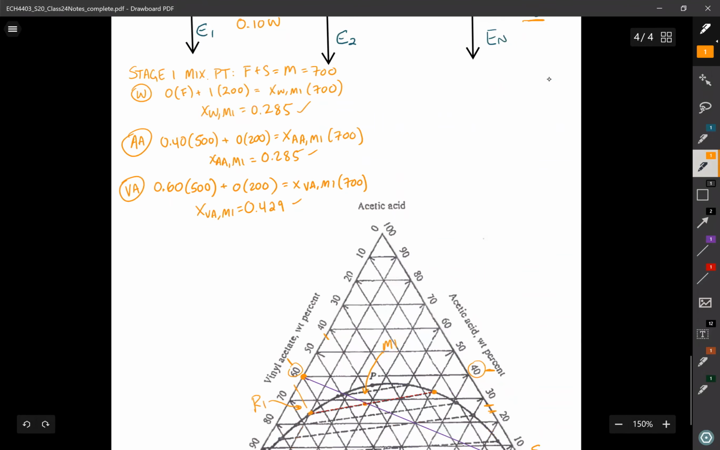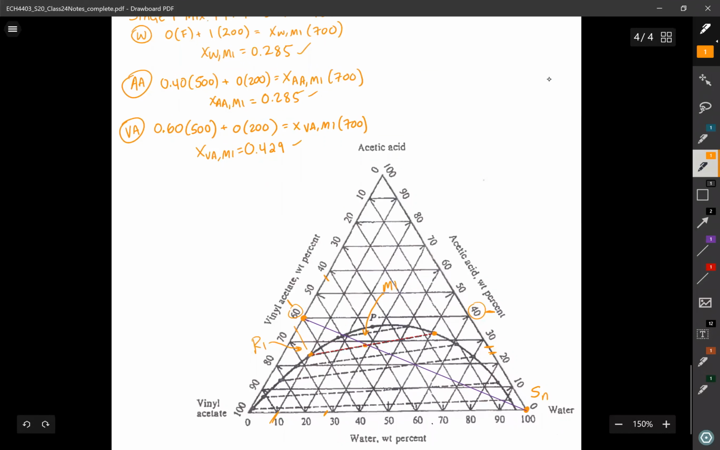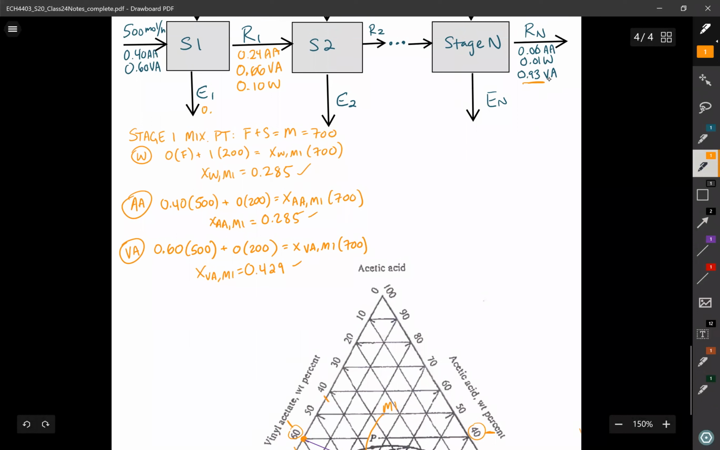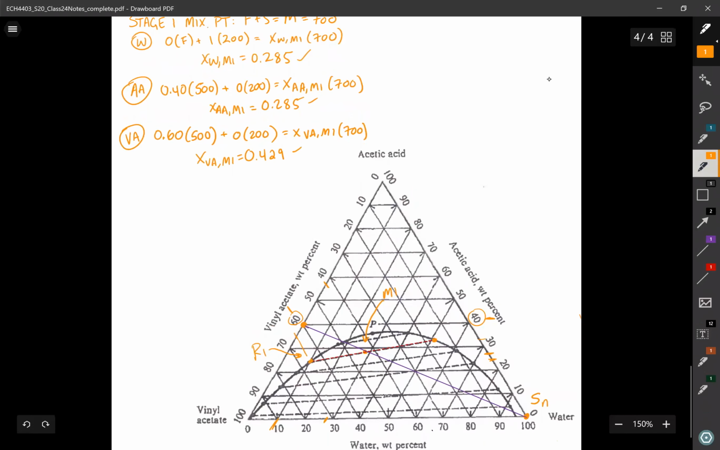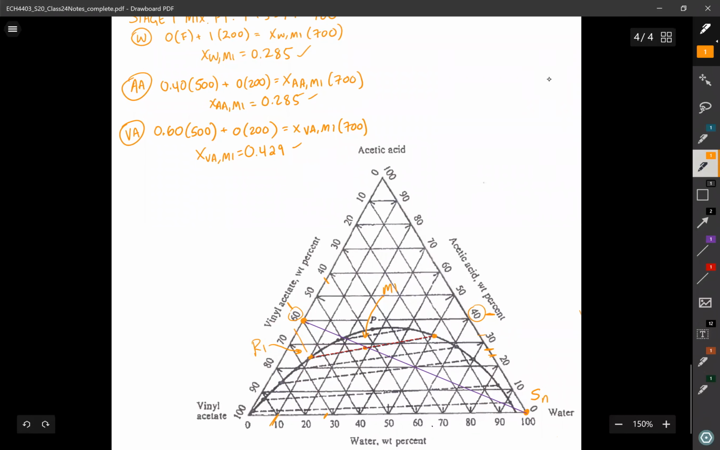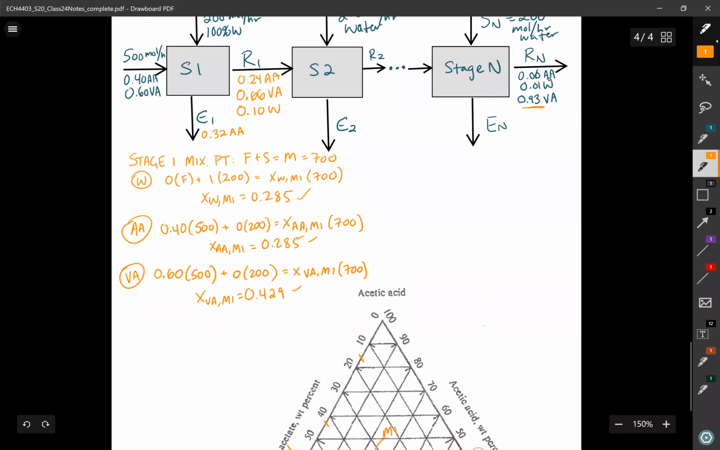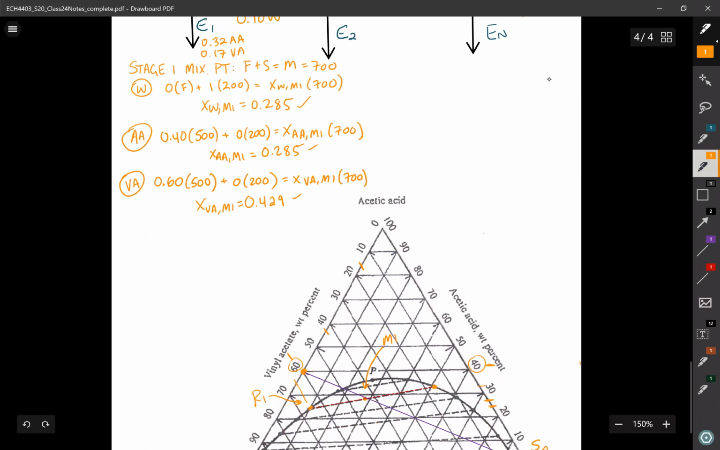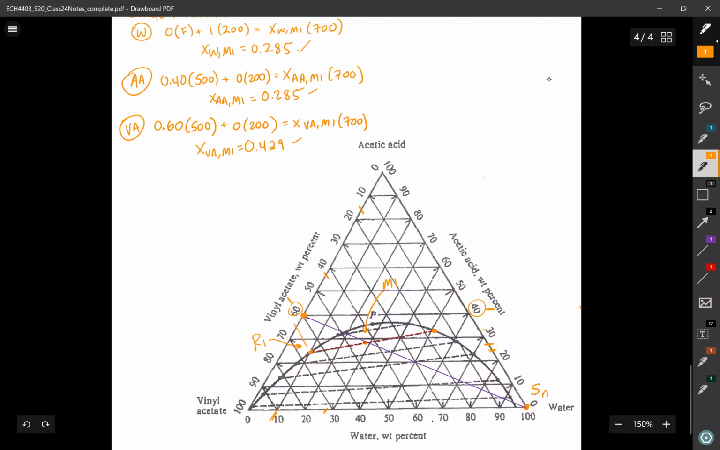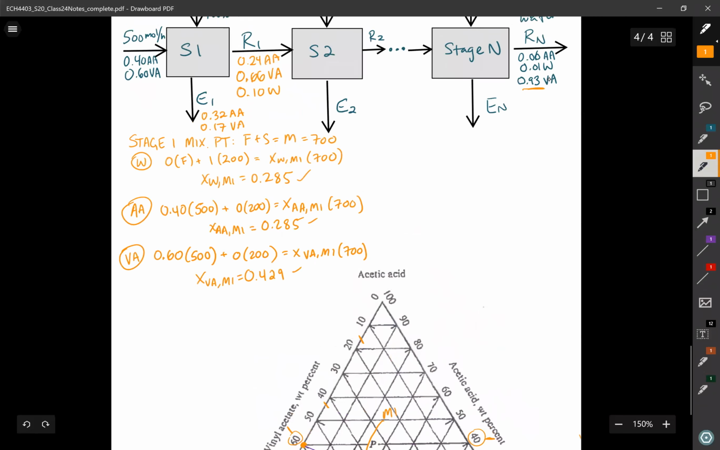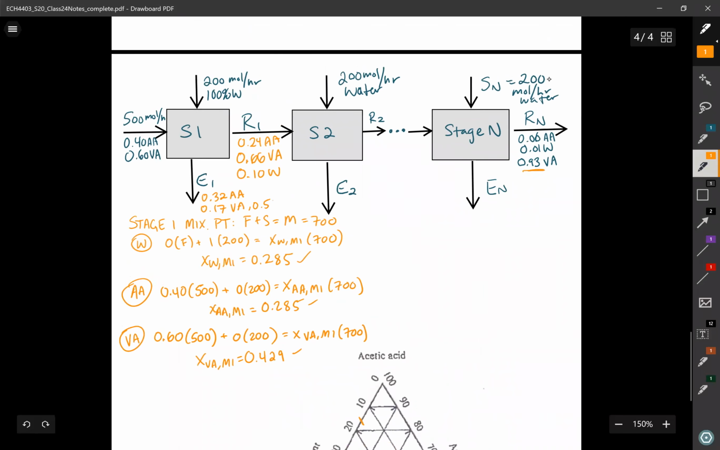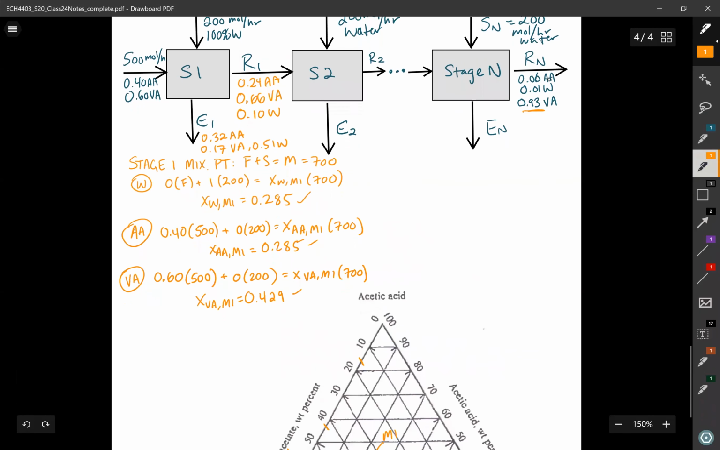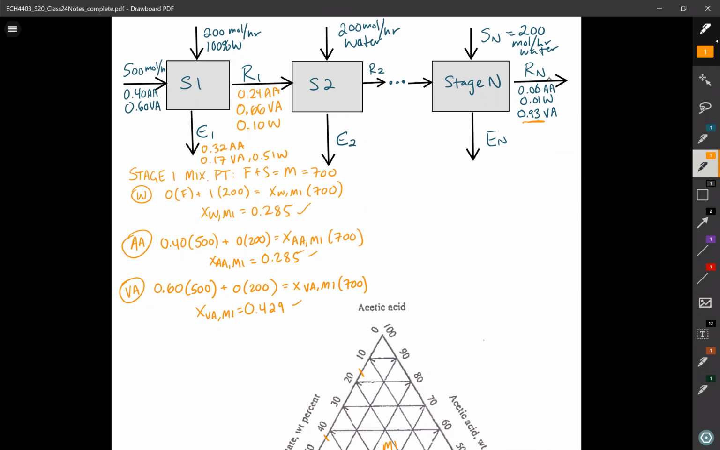The extract phase has 32% acetic acid, 0.32 AA. What else do we have? Let's see, 17% vinyl acetate, 0.17 vinyl acetate, which leaves the last 51% to be water. And I'll just quickly double check that. 51% water, we do. 0.51 water. All right, the compositions of the extract and raffinate phases are found.